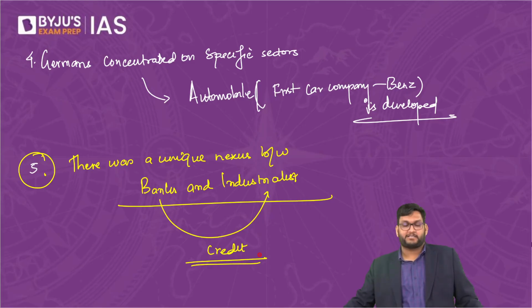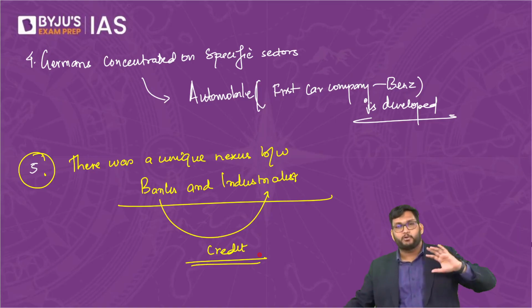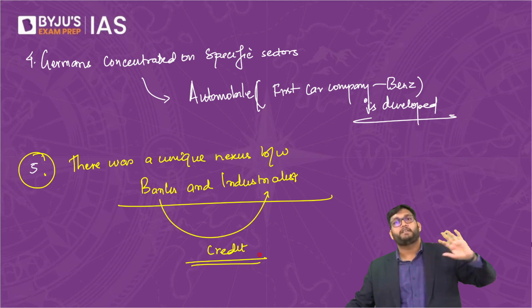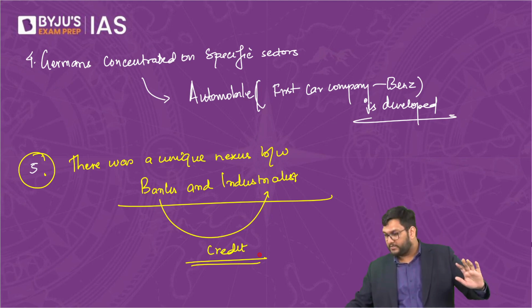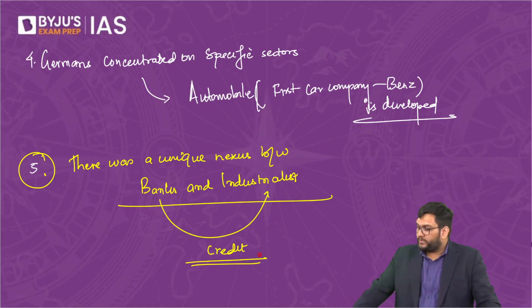Nexus means relationship between bank and industrialist. Bank takes the people's money and they push it into industrialists. They were very, very quick to push money into the industrial sector in that regard. Okay. At what time German means Holy Roman Empire? Holy Roman Empire means before 1806.